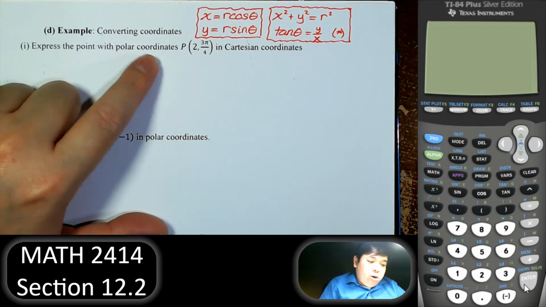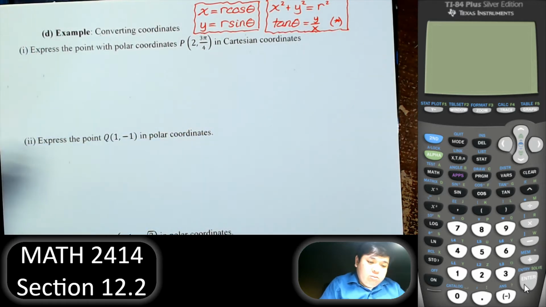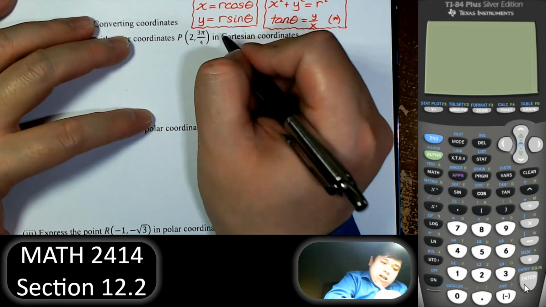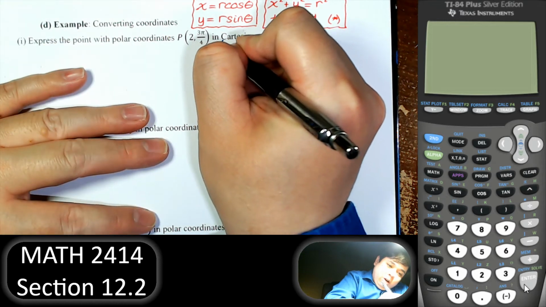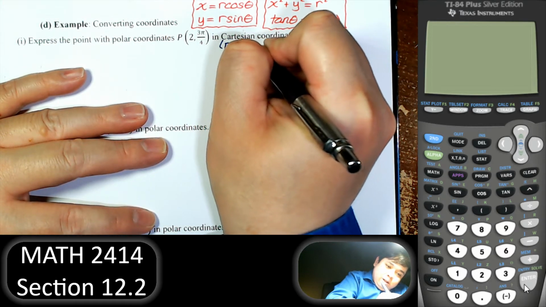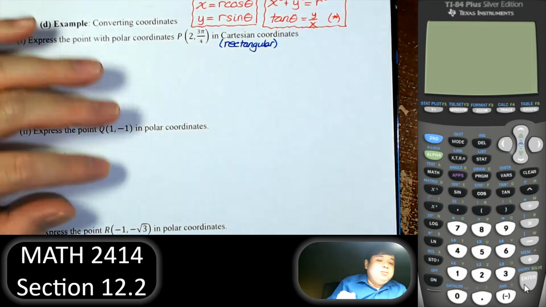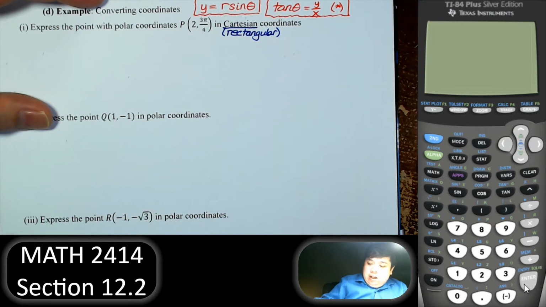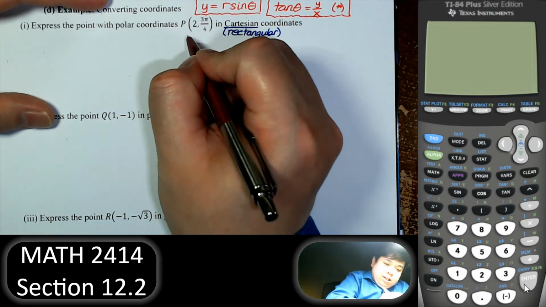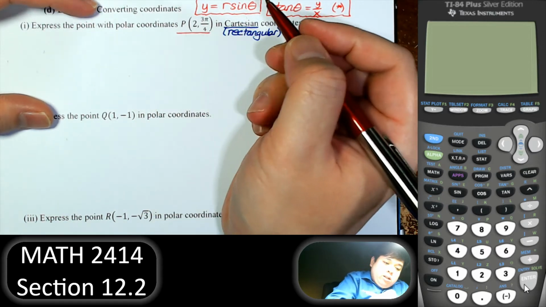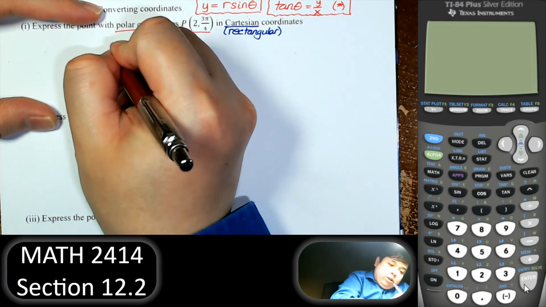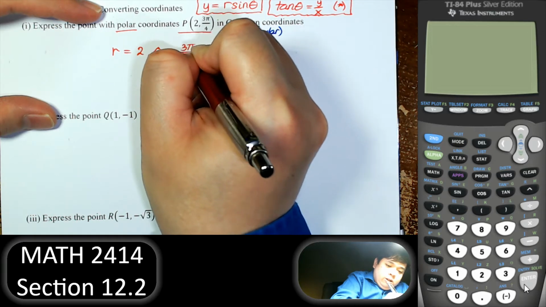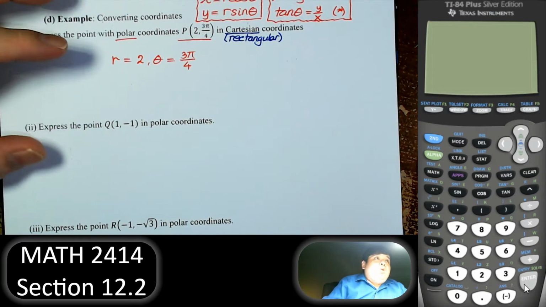Right. Express the point with polar coordinate in Cartesian coordinates. By the way, Cartesian is, did we say that? Oh, it's another name for rectangular coordinates. Right. So what we are given is this point in polar coordinates. So from here we say r is equal to 2 and theta is 3 pi over 4. So we have r and theta like that.